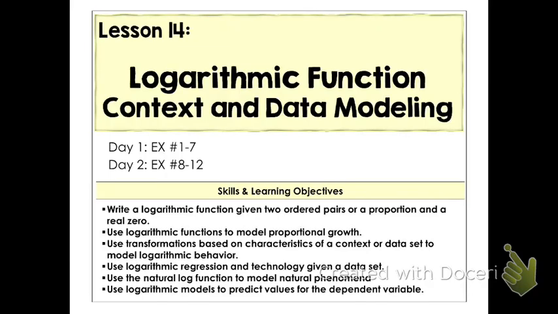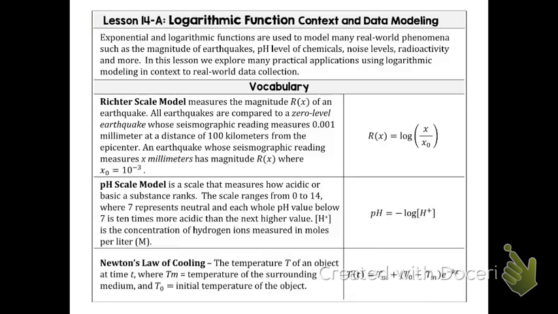All right, lesson 2.14, logarithmic function context and data modeling. So our skills and learning objectives here are to write a logarithmic function given two ordered pairs or a proportion and a real zero. We're going to use log functions to model proportional growth, use transformations based on the characteristics of a context or data set to model log behavior, use log regression and technology given a data set, use the natural log function to model natural phenomena, and use log models to predict values for the dependent variable.